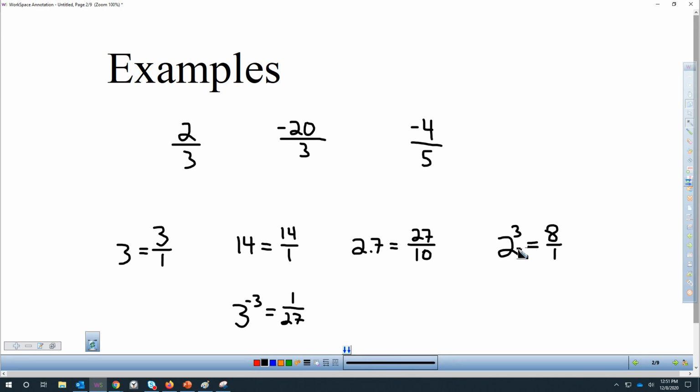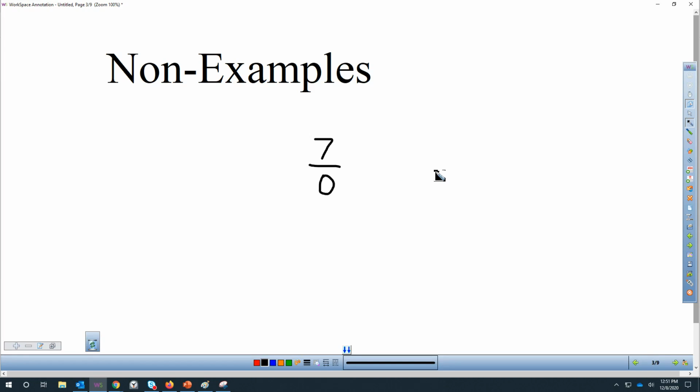Now you might start to think, well, isn't everything a rational number then? Can I always write something as a ratio? Well, not really. There are actually quite a few numbers that you can't write as a ratio. Some examples: the square root of 5. Try as hard as you can, you will not find a ratio of two whole numbers that equals exactly the square root of 5. You can get close.